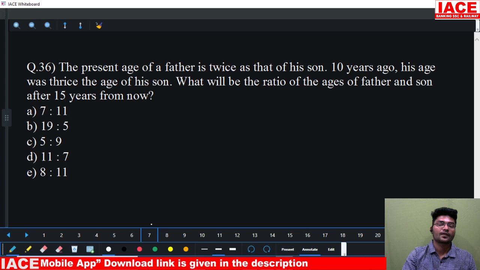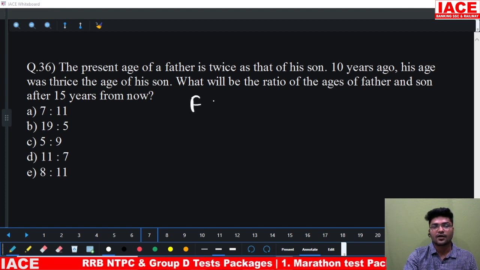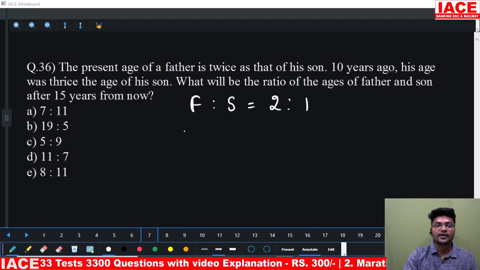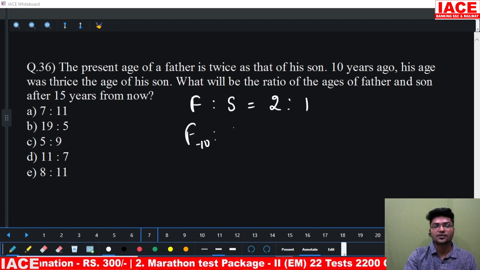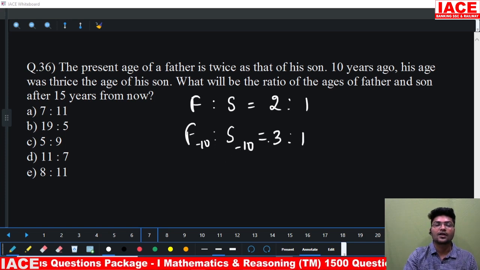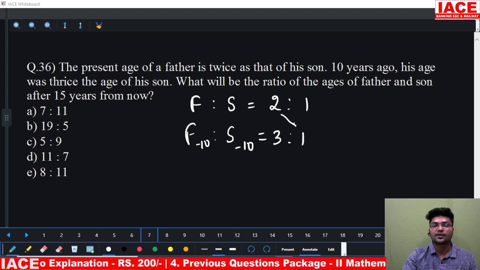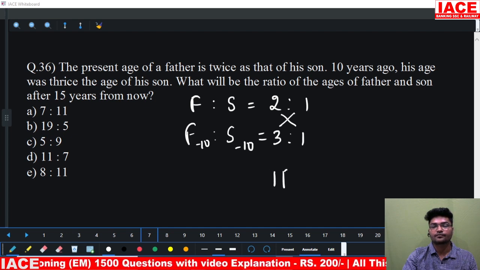Question number 7. The present age of father is twice that of his son. Okay, so a ratio is given that father's present age and son's present age is in 2:1 ratio. Next, 10 years ago, that means father's age before 10 years and son's age before 10 years is how much? 3:1, thrice of his son. So now we'll apply a direct technique, a shortcut to calculate this. First, we'll cross multiply this. 2 into 1, 3 into 1. What is the difference? 1 part. Now write down these differences here, 10 and 10.